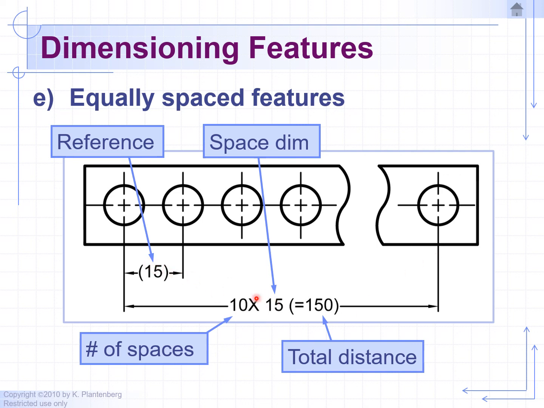This would be double dimensioning. So to avoid double dimensioning with the 15s, we place one of them in parentheses. So this is referred to as a reference dimension. This is the one we're going to use.